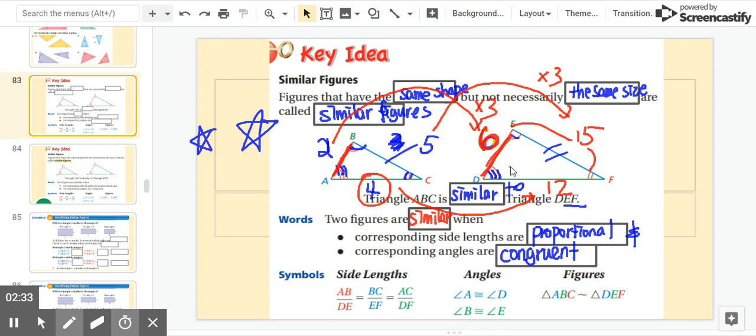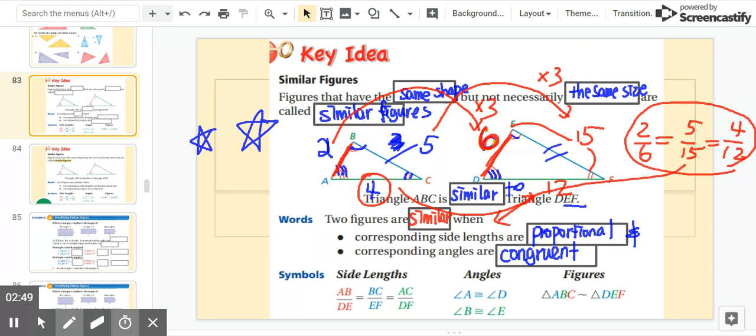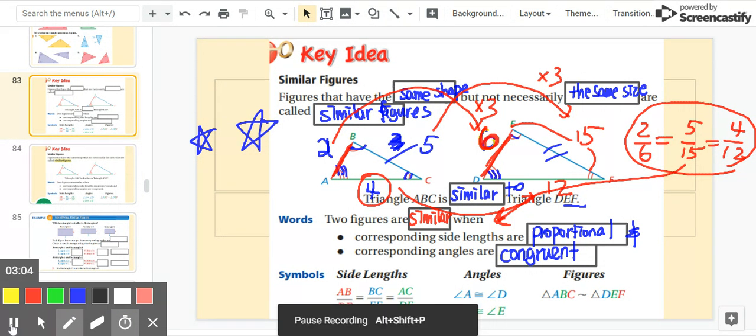Now I can say those are similar. So if they have 2 to 6, 5 to 15, 4 to 12, if the lengths are proportional, then the shapes are similar. So we still use proportions, right? Use the proportionality. I really need you to keep that in your mind. And just remember, similar figures: same shape, but different size. But it can be the same.